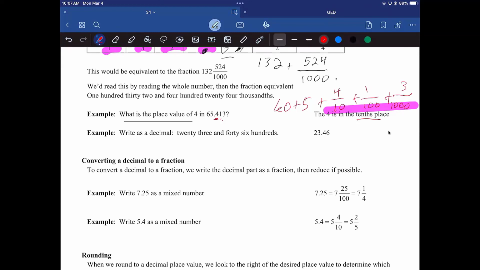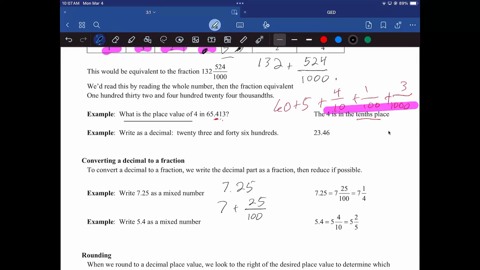All right, so next comes converting a decimal to a fraction. Now it wants us to write this as a mixed number. So we have 7.25. So we have 7 plus 25. So we go to the right of the decimal, how many places? Tenths, hundredths. So that'll be over 100.